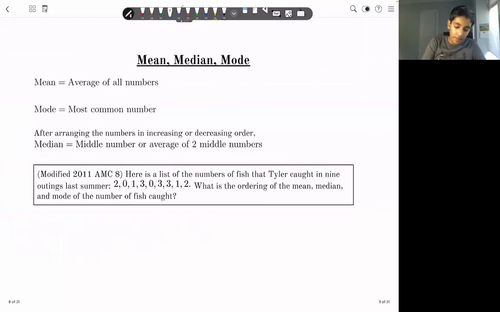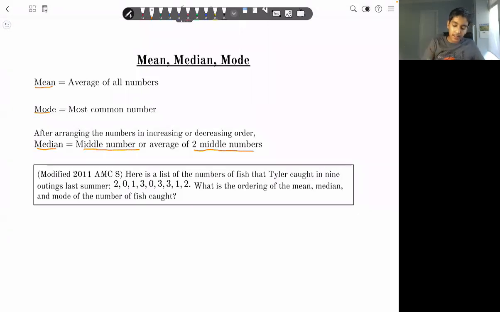The first topic that we're going to cover today is mean, median, and mode, which you're probably mostly all familiar with. So I'll quickly go over this as a review. The mean is the average of all the numbers in a list. The mode is the most common number. And the median, after arranging the numbers in increasing or decreasing order, is either the middle number in the list or the average of the 2 middle numbers, if there's an even number of numbers in the list.